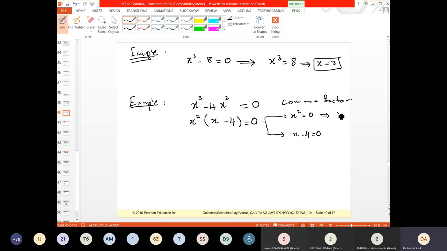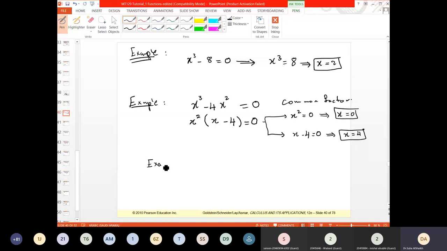This will take me to x is equal to 0, if I take the root of x squared on both sides. And this will take me to x equal to 4. So we have 2 solutions here. It is a cubic equation but it has 2 solutions. It happens sometimes. So the technique of the common factor is very useful.